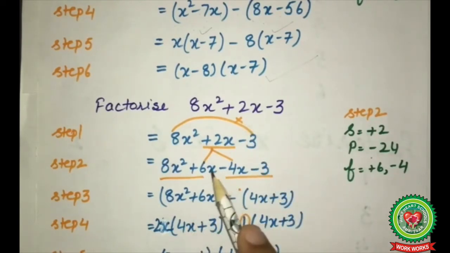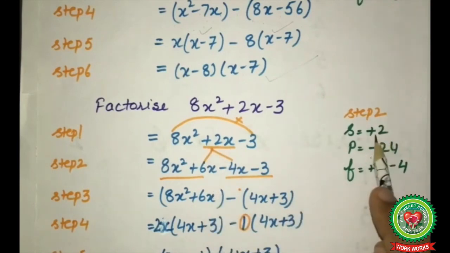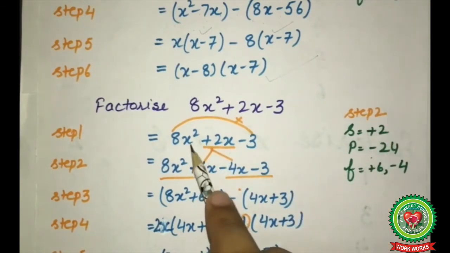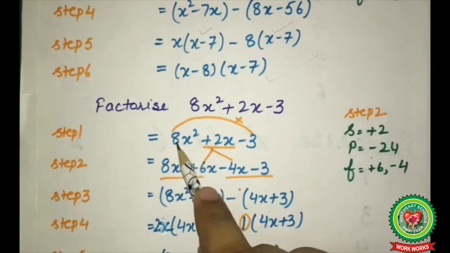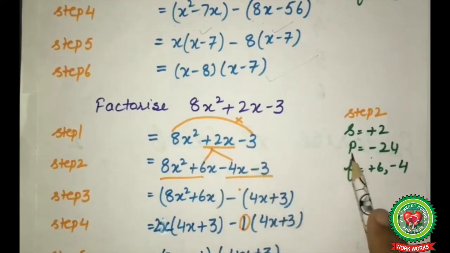Now the first step has been already done. Now the second step is that we need to identify the sum and the product. The sum in this case is plus 2, that is the coefficient of x, and the product is the product of the coefficient of x square with the constant term, which gives us the product as minus 24.